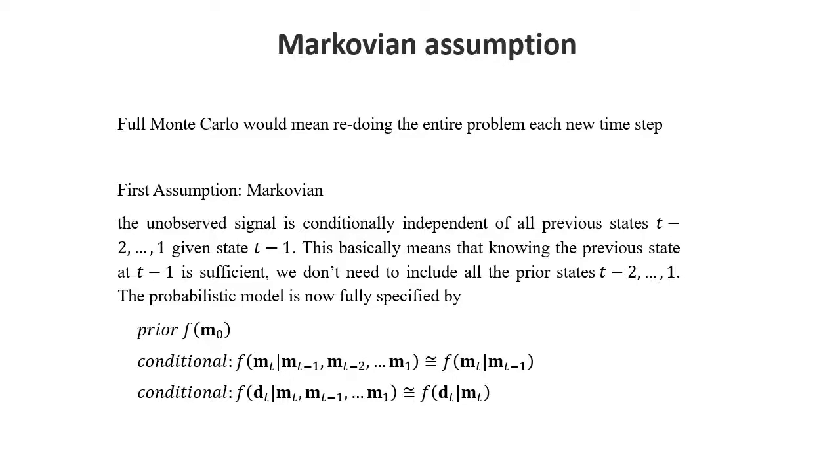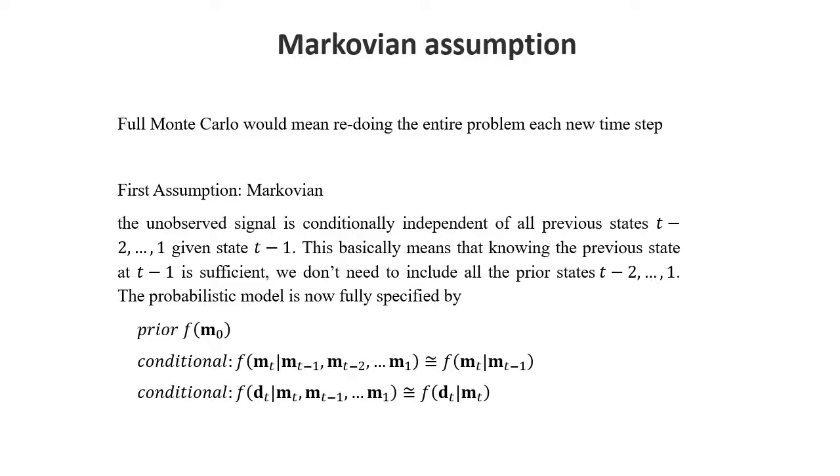So a first assumption that we make is a Markovian assumption, where we assume that an unobserved signal is conditionally independent of previous states, and only depends on the previous state. It's a simple idea again, where we say that the weather tomorrow is only dependent on, or can be modeled perfectly from, the weather today. We don't need to know the weather yesterday. There's this conditional independence that's being created.